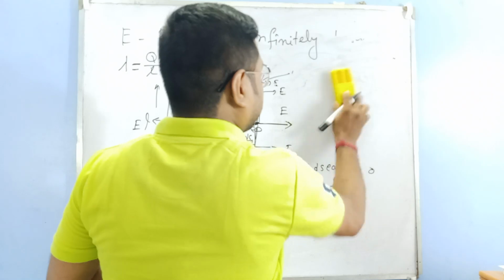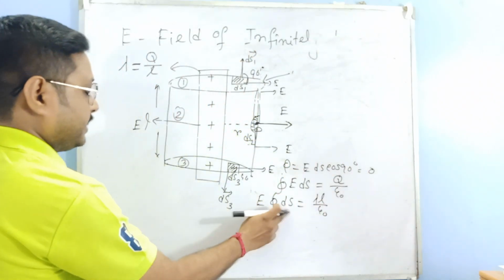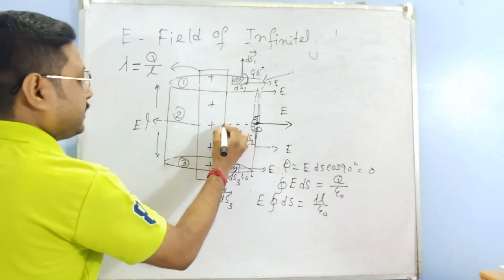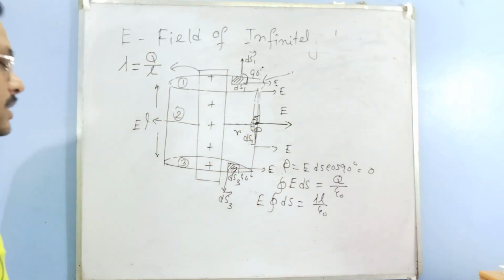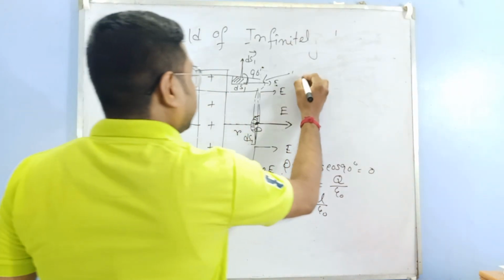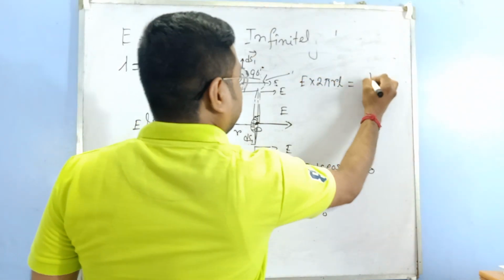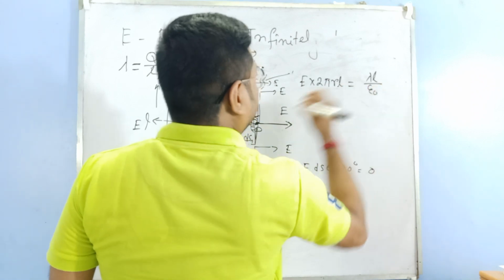Therefore, dS is the area of the curved surface. If the radius of this cylinder is r, then we can say that E multiplied by 2 pi r L is equal to lambda L divided by epsilon naught.